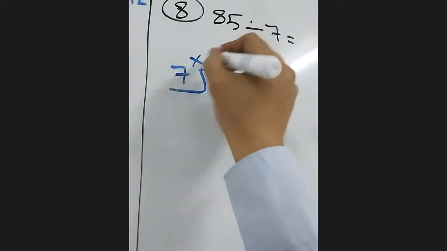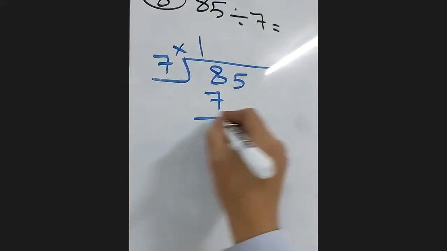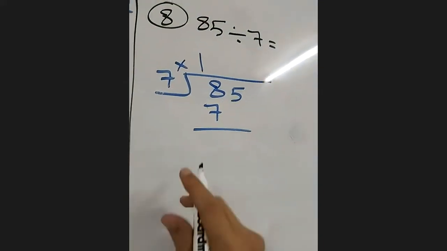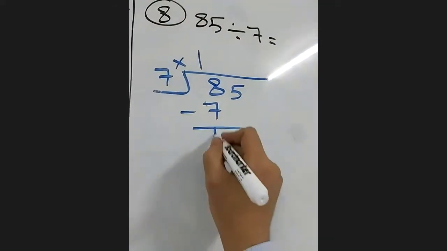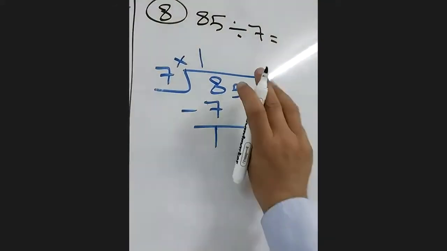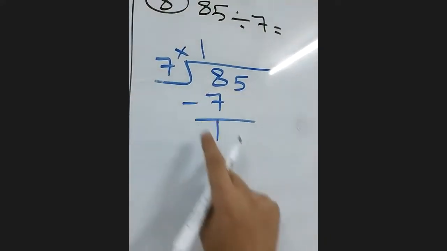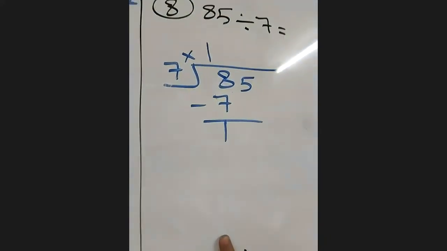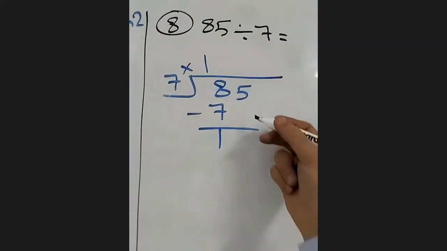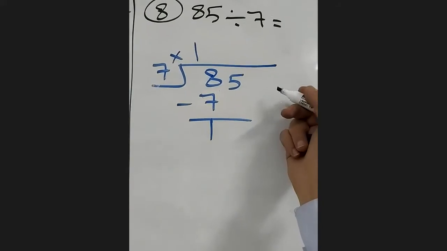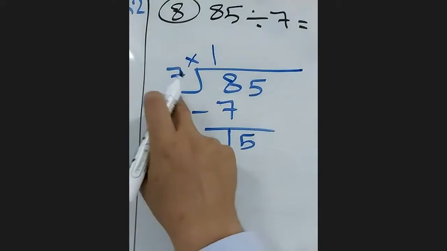Now 1 multiply 7, how much, ya Walid? 7. Then 8 minus 7 equals 1. Now before we bring the 5 down, we stop and take a look here. Is 1 less than 7, or more, or equal? Less than 7, so I'm correct. Now bring the 5 down. Now 15 divided by 7.